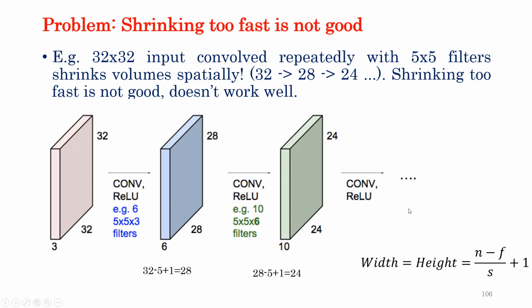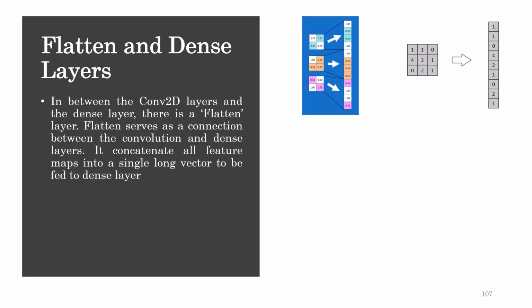So there is some problem if we shrink the image size quickly, that sometimes is not good and it might not work. So we need to make sure that we select the size of the kernels appropriately. Some people use a large kernel at the beginning and then a small kernel at the end. This makes the shrinking not too fast, so you can really extract the good features of the image.